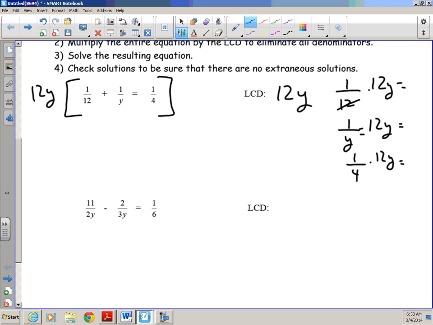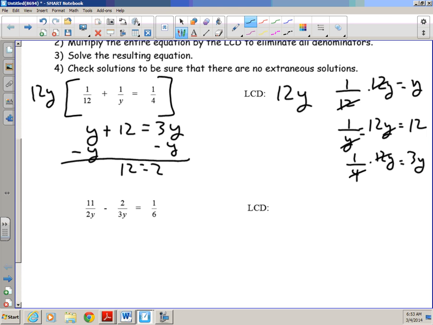So when I do this, I get y, I get 12, and I get 3y. So what I'm left with is a very straightforward y plus 12 equals 3y. Now I'm solving my linear equation. So I get y is equal to 6. The only place where this could have been a problem is obviously where y is in the denominator here, and that is not a problem. The only difference between what we're doing today and what we did yesterday is we are not creating least common denominators.